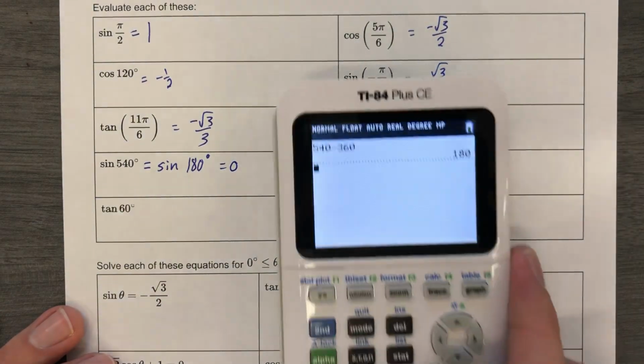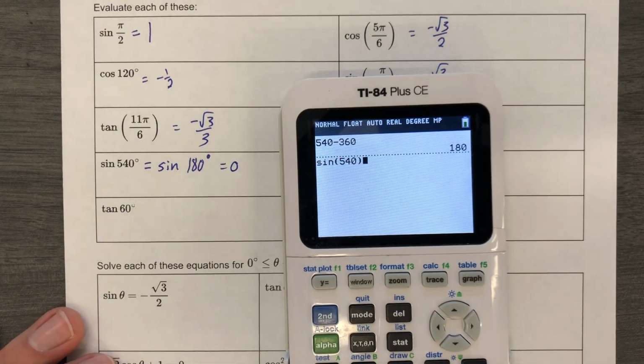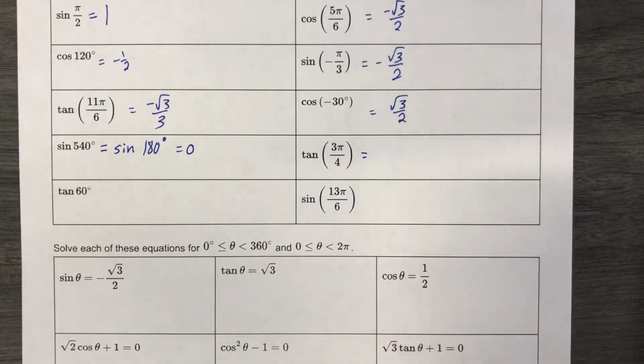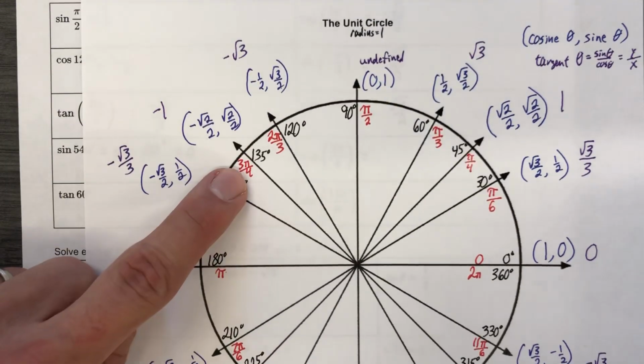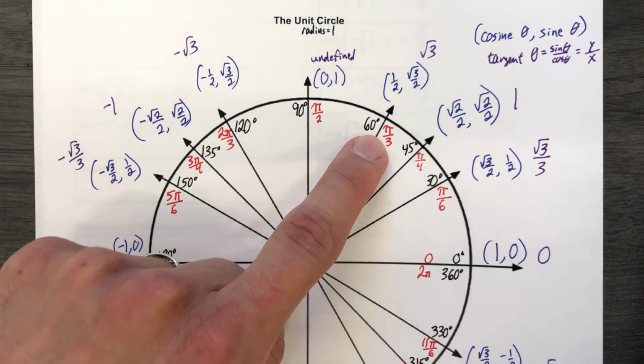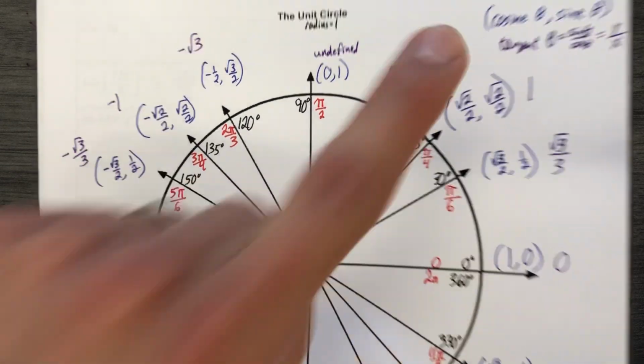My calculator's still in degrees. Let me show you. Told you. All right, tangent of 3 pi over 4, clearly in radians. 3 pi over 4 is right here. Tangent is negative 1. Tangent of 60. All right, tangent, 60 degrees. Tangent is square root of 3 right there.